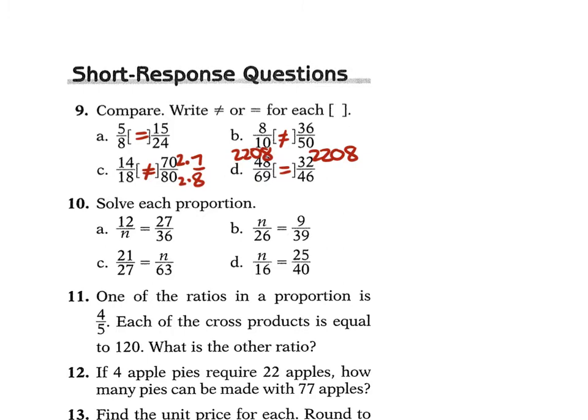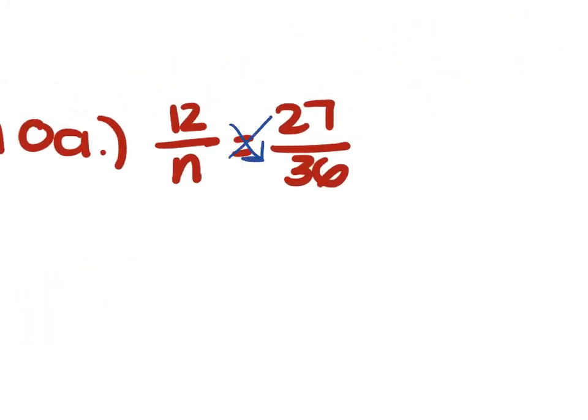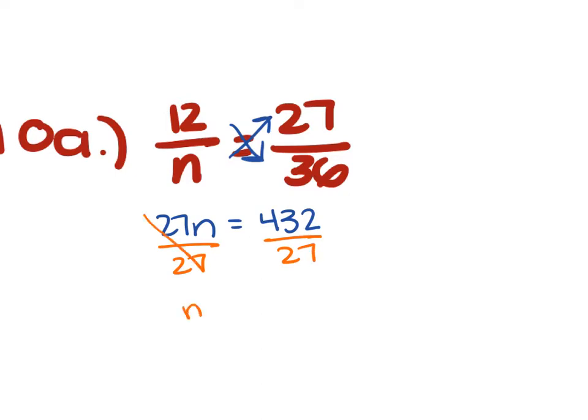So because these are both the same when you cross multiply, they are equal to one another. For 10, we are solving each proportion. For A, we are given 12 over n is equal to 27 over 36. So if we cross multiply with these, we get 27n is equal to 12 times 36, which is 432. So from here, we're just going to divide each side by the 27 to get n by itself. And then you just simplify these. 3 goes into both. We can also just divide the 432 by 27 and get 16. So n is 16 here.